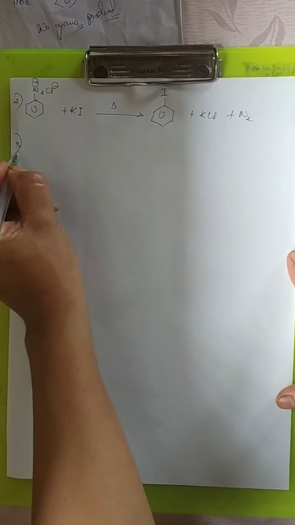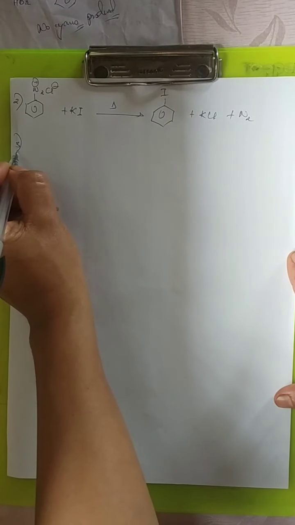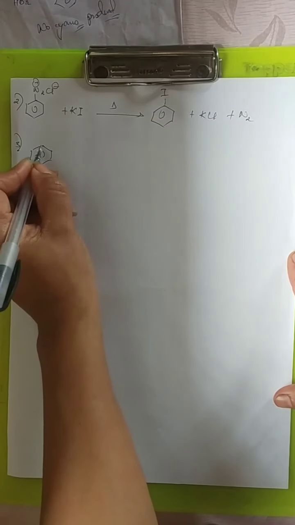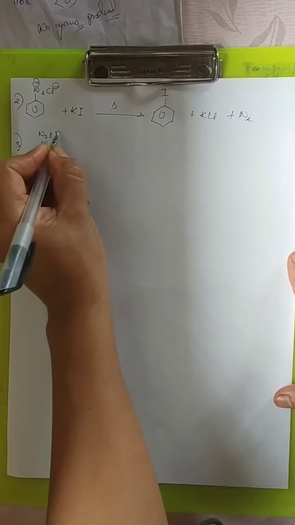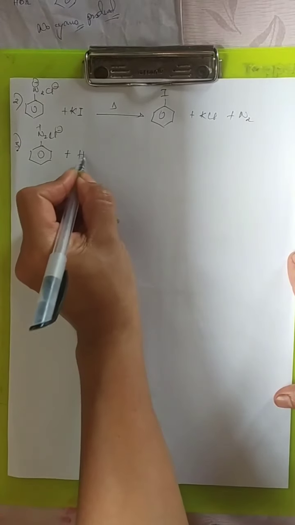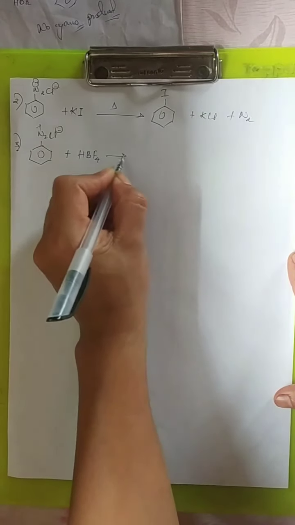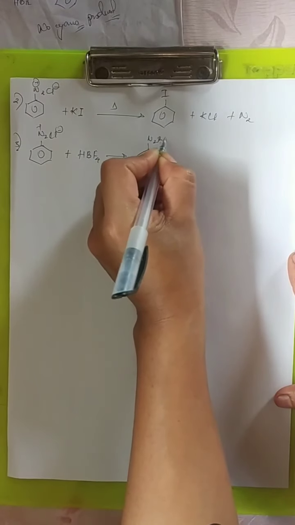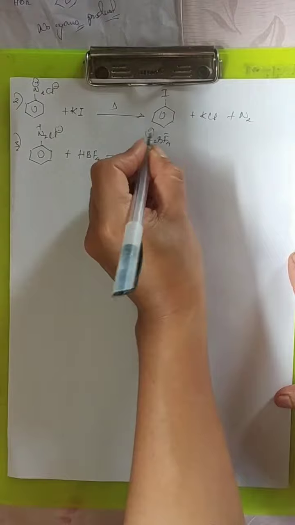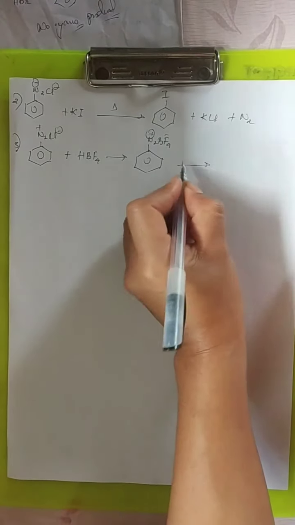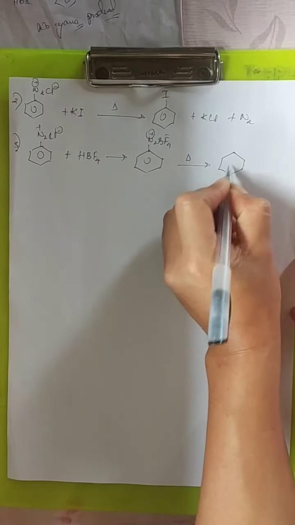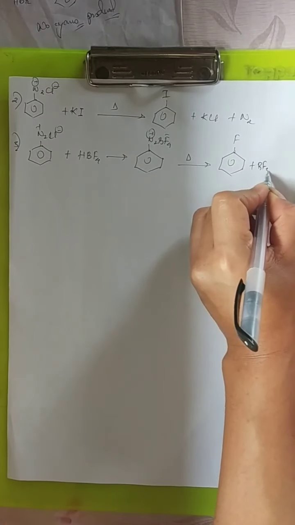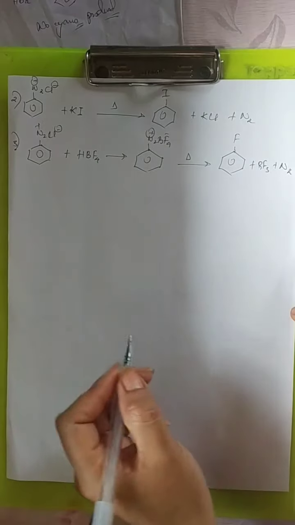Now the third is the replacement by fluoride ion. When our benzene diazonium chloride reacts with fluoroboric acid, it gives the diazonium tetrafluoroborate. On heating, it gives fluorobenzene with BF3, and the nitrogen gas is released.